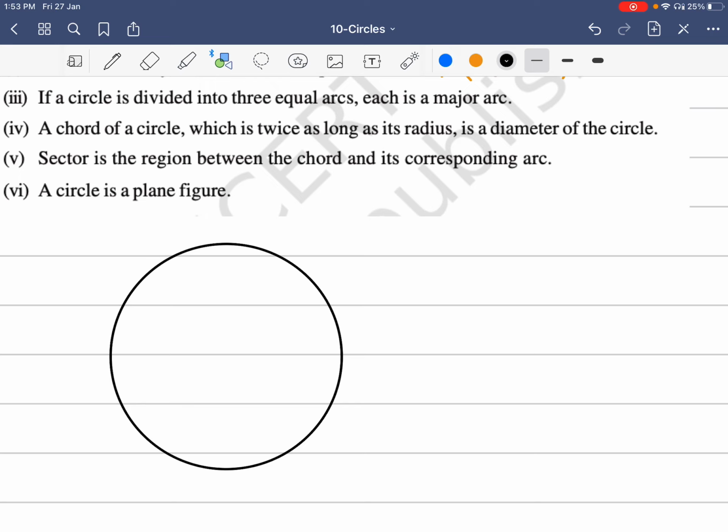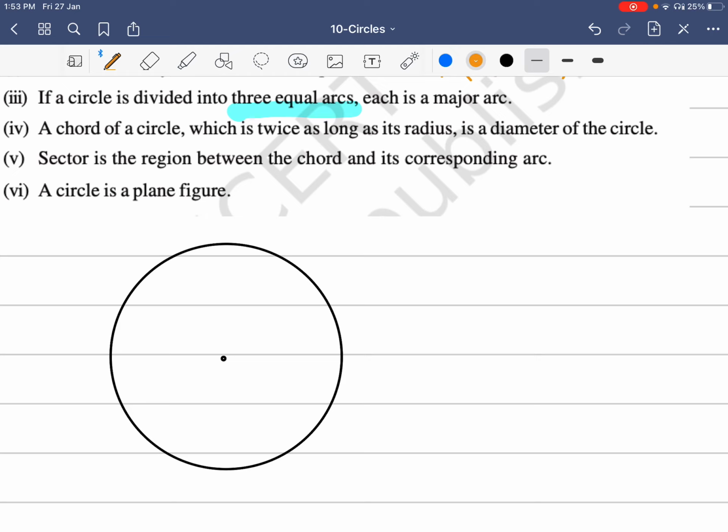So let's say this is a circle, and this is the center of the circle. Now they want to divide the circle into 3 equal arcs. In that case, each is a major arc. So we will not have a major arc and a minor arc. All three will be equal arcs. Is that possible? Yes, that is very much possible. Why? And how are we going to do it?